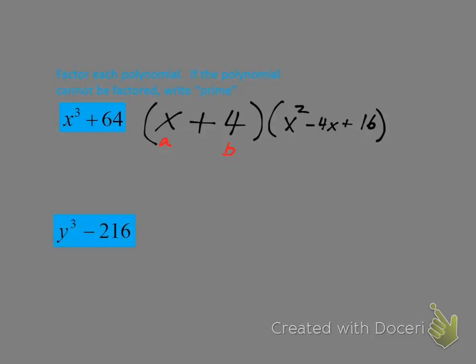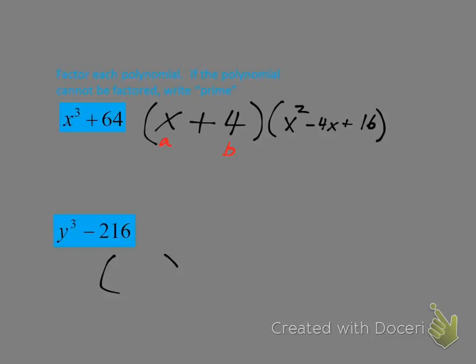But I'll tell you this. I won't go bigger than 216. And 216 is 6 cubed. After that, as you get practice, you'll know them. So now, the next one, y cubed minus 216.